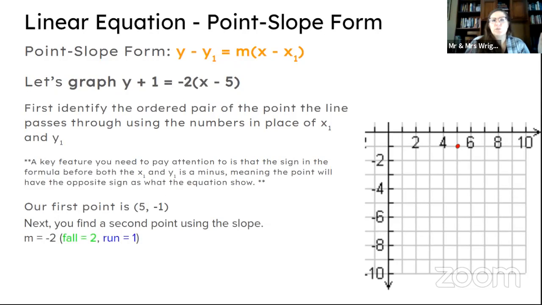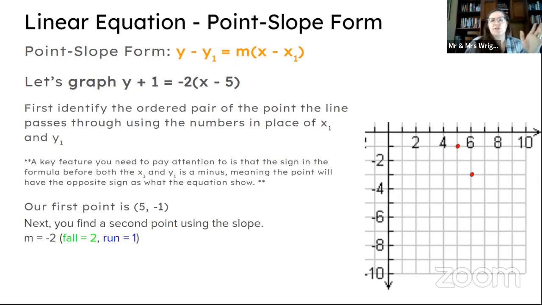Well, that means that we're going to have a fall, or go down 2, and a run, or go right 1. So let's look at this. In green, we went down 2, and then in blue, we're going to go to the right 1. And that gives us our second point. Now, when you draw a line, you only need 2 points.